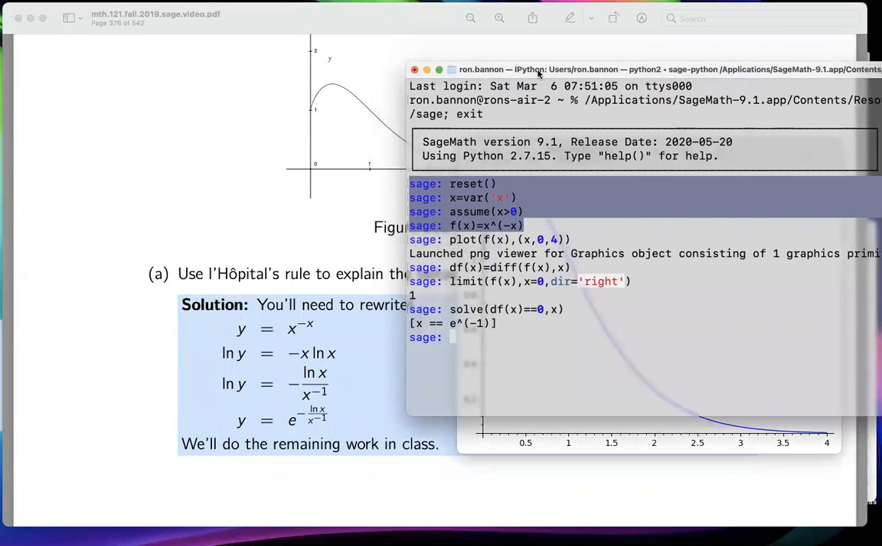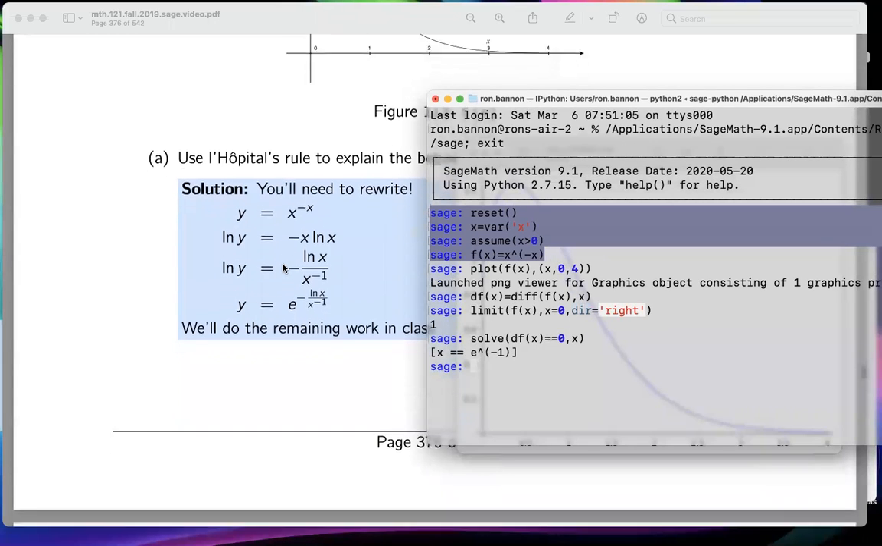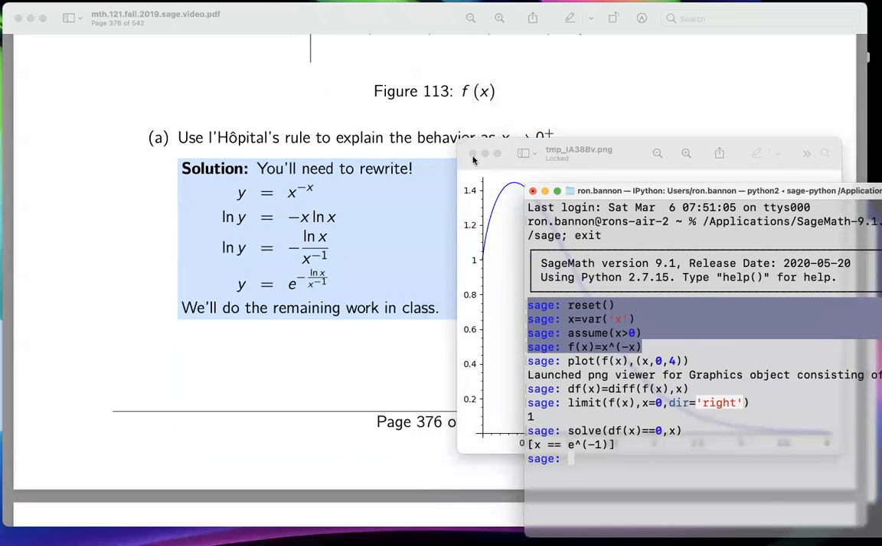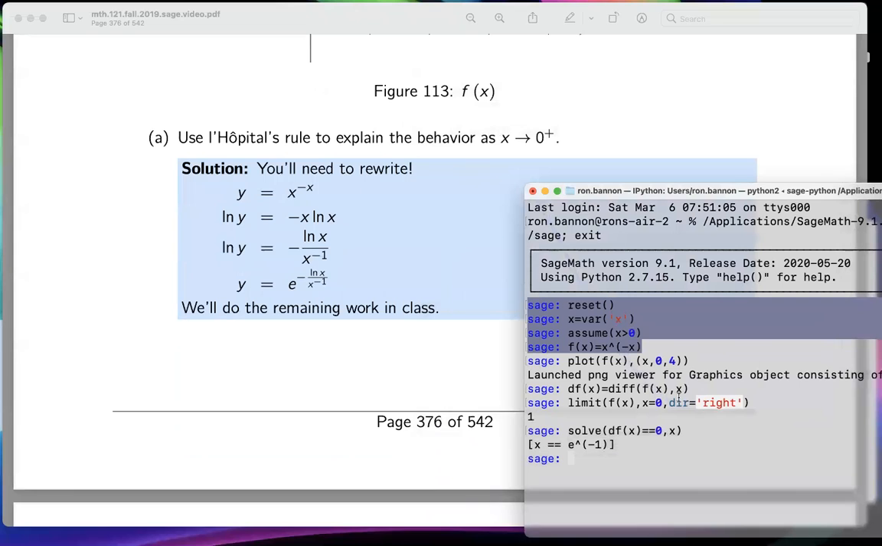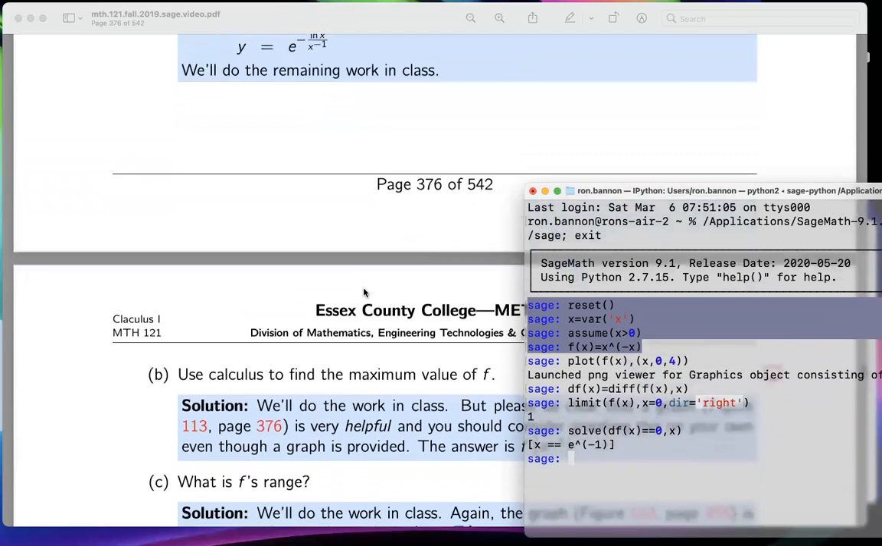You should be able to do these things by hand. What did I say the answer was? Well, let's take a look at it. Use L'Hopital's rule. I got to read it. Let me get rid of the graph, by the way. X from the right. I did that, and I said it's 1. All right, so let's take a look at that.